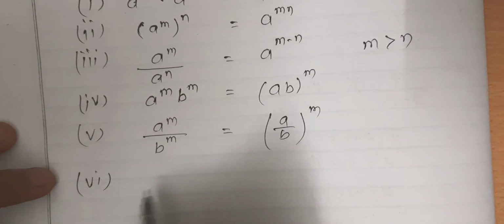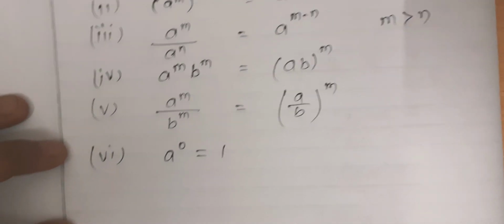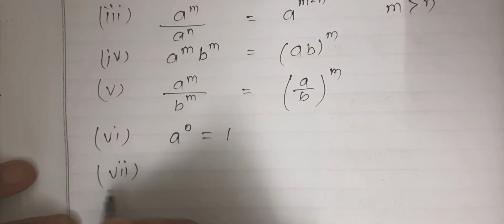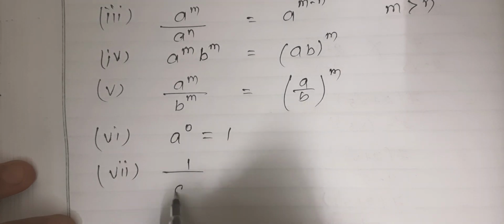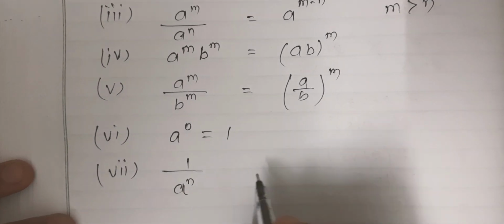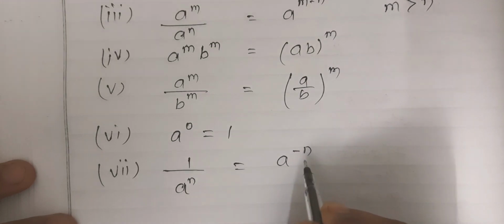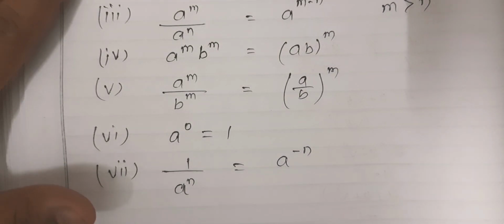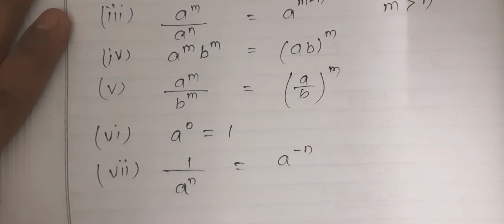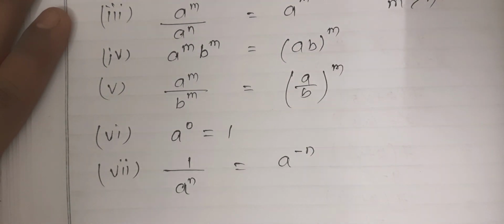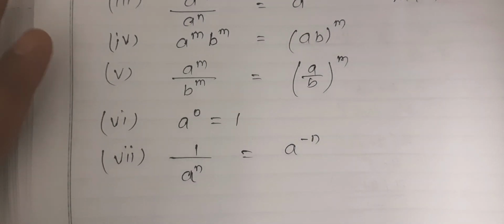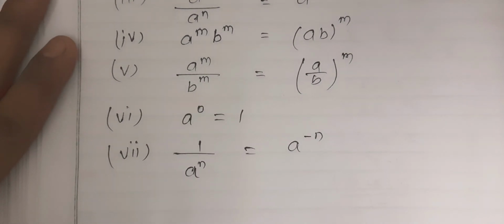We also know that a raised to the power 0, any term raised to the power 0, is 1. And also if it is written 1 upon a raised to the power n, then this can also be written as a raised to the power minus n. So we have already used these laws of exponents, but now we will use these laws of exponents when the power is a rational number.